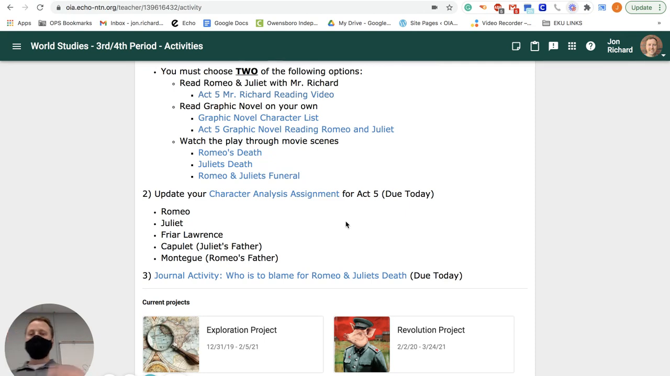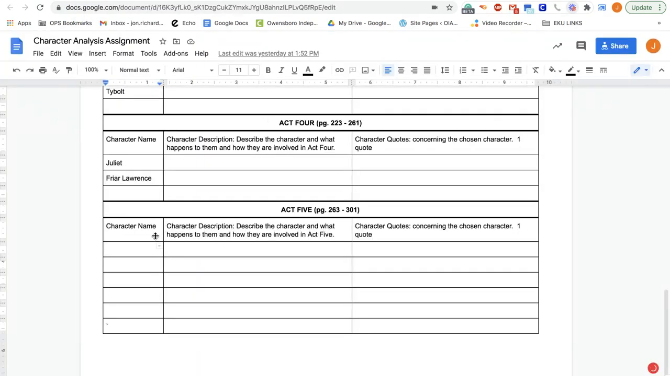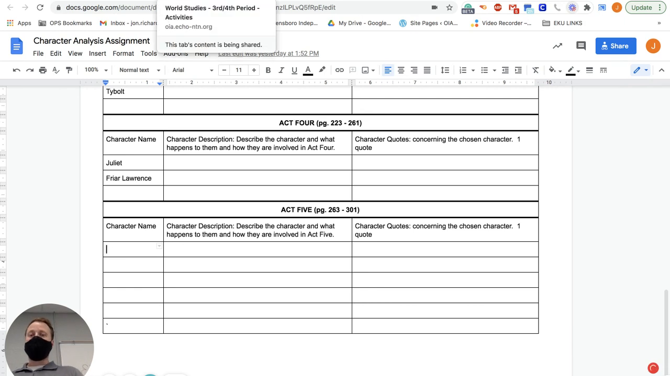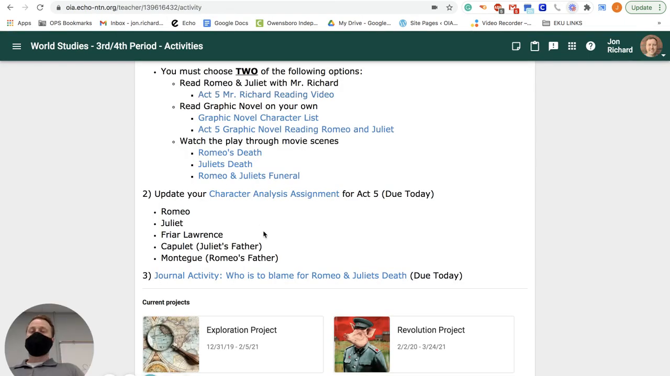All of these characters have a significant role, especially at the very end of the play with Capulet and Montague and the friar. That will go down in the last section, Act 5. You're going to get a character description of them and then one quote for each. Again, your assignment says 3, but you only need to do 1. That originally 3 was for a group of people working together, so you only have to do 1 each. Any questions on the character analysis assignment? We've been doing that for the last 4 acts, so I don't think there'll be any questions.